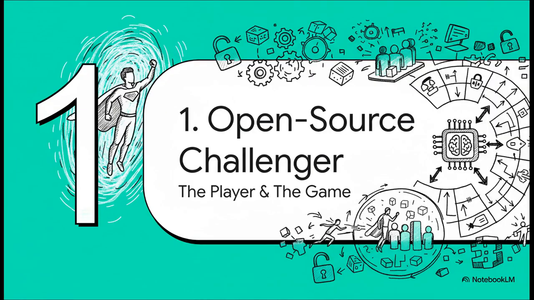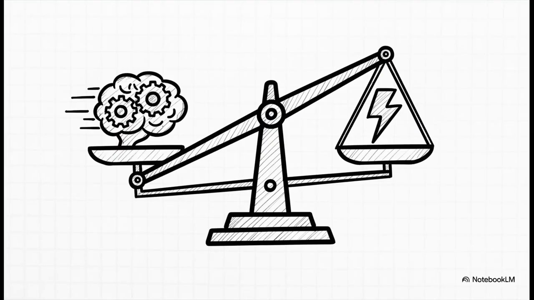Okay, Section 1, an open source challenger. To really get what's going on here, we first need to set the scene a little bit. So the model we're talking about is DeepSeek-V3.2, and it comes from the team at DeepSeek AI. And their whole goal wasn't just raw power. It was also about incredible efficiency. And that's a huge deal, because that's the one thing that has always held back open source models.